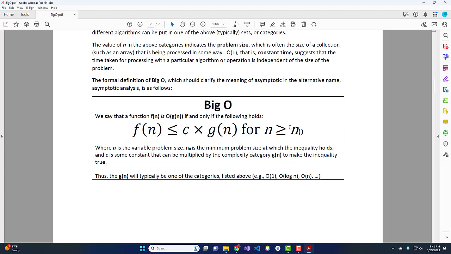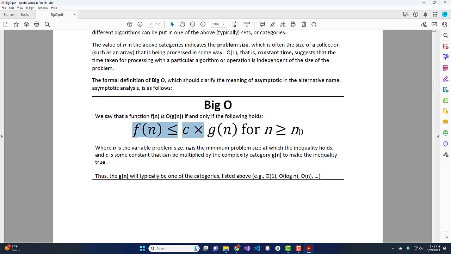So n is the variable problem size, and n sub 0 is the minimum problem size at which this inequality holds. This puts a restriction or constraint on the definition, saying there could be places where your function is actually the same or bigger than this thing, but at some point the value n is going to get bigger than n naught. The size of the input is going to go past this threshold, and then it's never going to look back. This function's always going to be bigger than the one on the left.